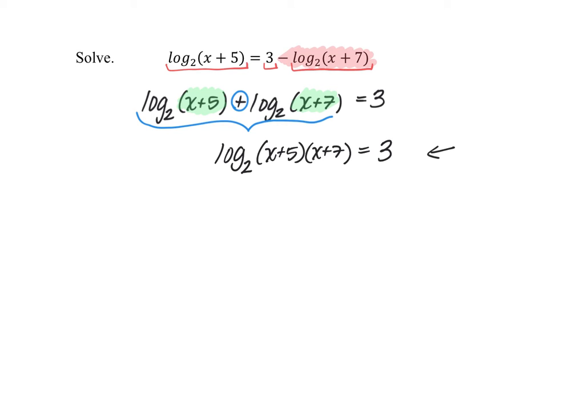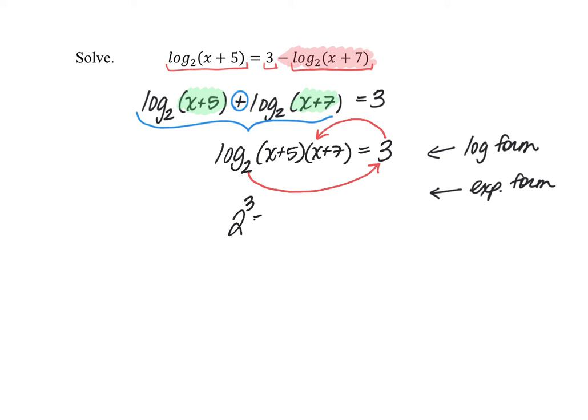Now, this equation right now just has one logarithm, so it is in log form. And to get it out of log form, we want to rewrite it in exponential form. So remember, to do that, you're always going to start with the base, and it'll be the base raised to the power that is on the other side of the equal sign. In this case, 2 to the third power is equal to the argument. So the exponential form is 2 to the third is equal to x plus 5 times x plus 7.